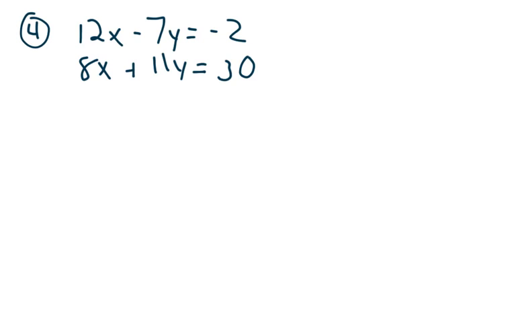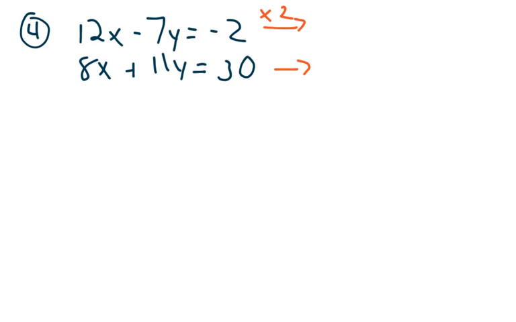If I count by 7s and count by 11s, the first number that I come across that they have in common would be 77. Could I use 77? Sure, but those are big numbers. I don't really want to use them. 12 and 8, those are a little more workable. If I count by 12s and count by 8s, the first number they have in common is 24.